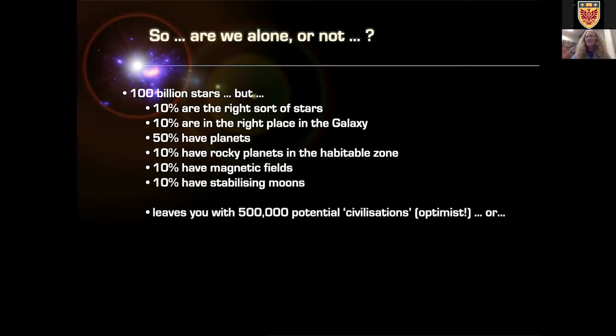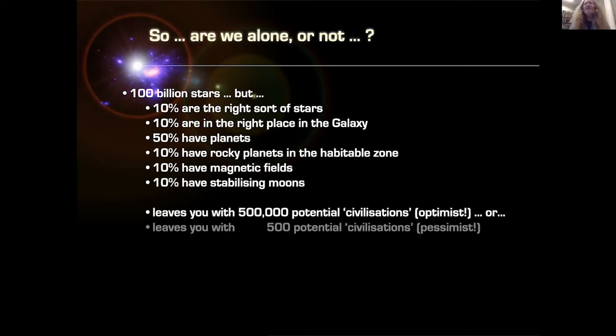So you start off with 100 billion stars. Each one of them by themselves is not a big deal, but you start stringing them together, and it takes you down to about 500,000 potential advanced civilizations, if you take the optimistic numbers. If you're a little bit more pessimistic on some of the numbers, it doesn't take much to take you down to 500 potential civilizations.